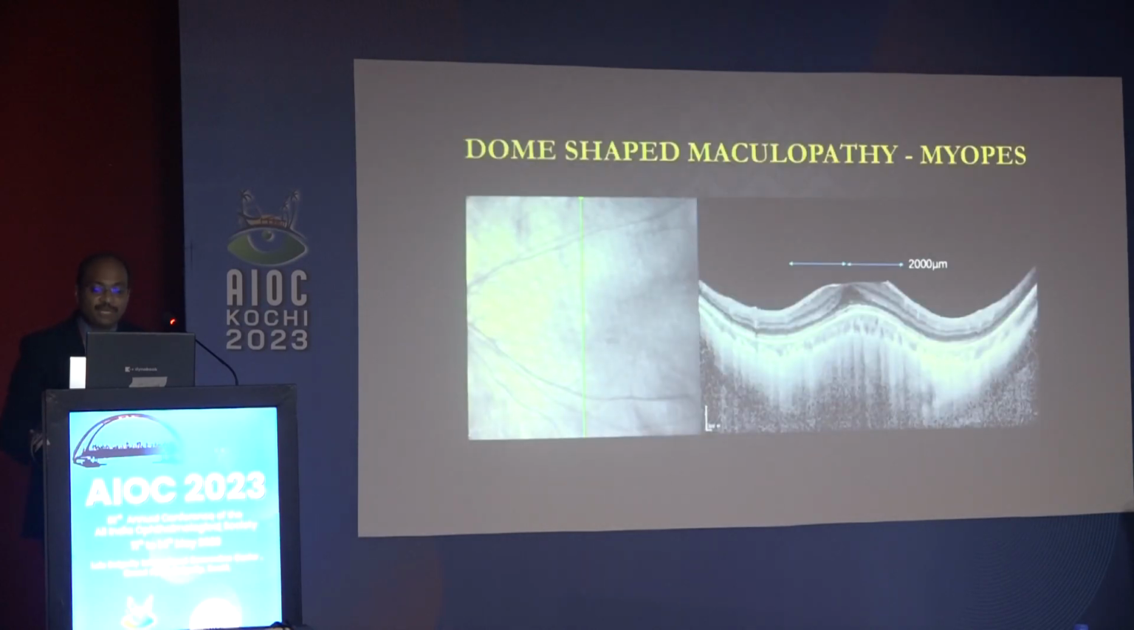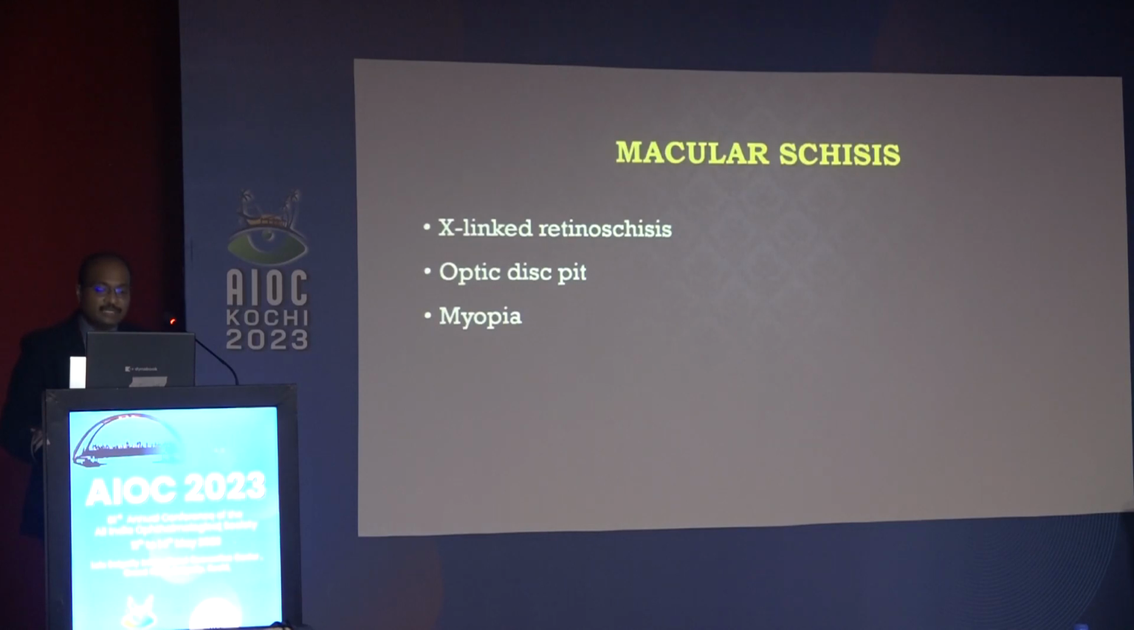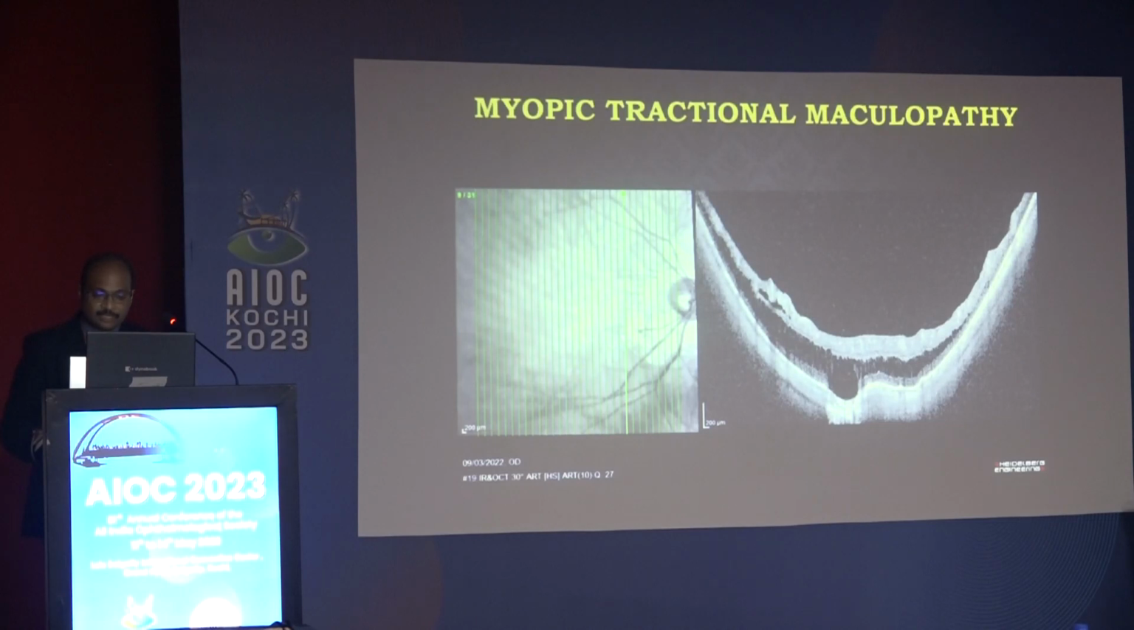Dome-shaped maculopathy is something you get in myopes, especially if you have the scans running on the vertical side. A myopic CNVM, I'll run past this. Same thing, you can see a very thin choroid. I like to direct attention to this very thin choroid in the myopes, and the CNVM melts off with anti-VEGF injection. Some examples of macular schisis, X-linked retinoschisis. This is myopic tractional maculopathy. You see the dome. When you see a dome like this on the OCT, you know you're dealing with a myopic case because of anteroposterior traction.